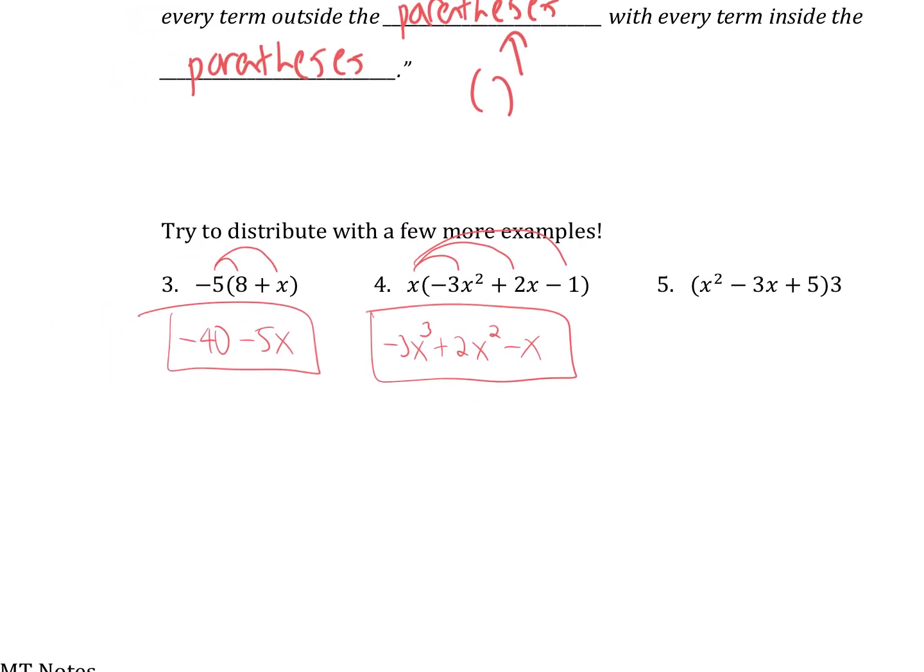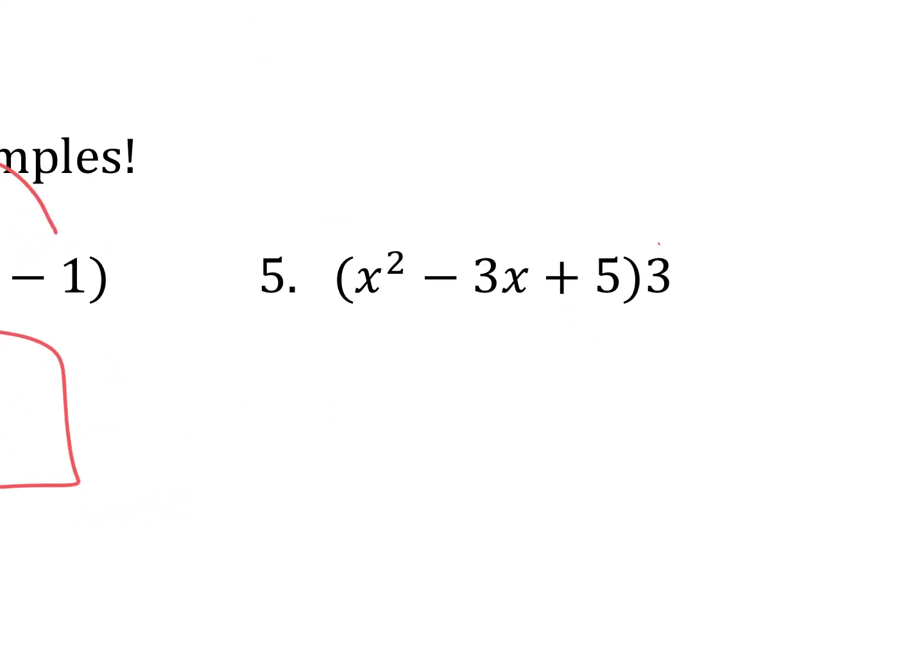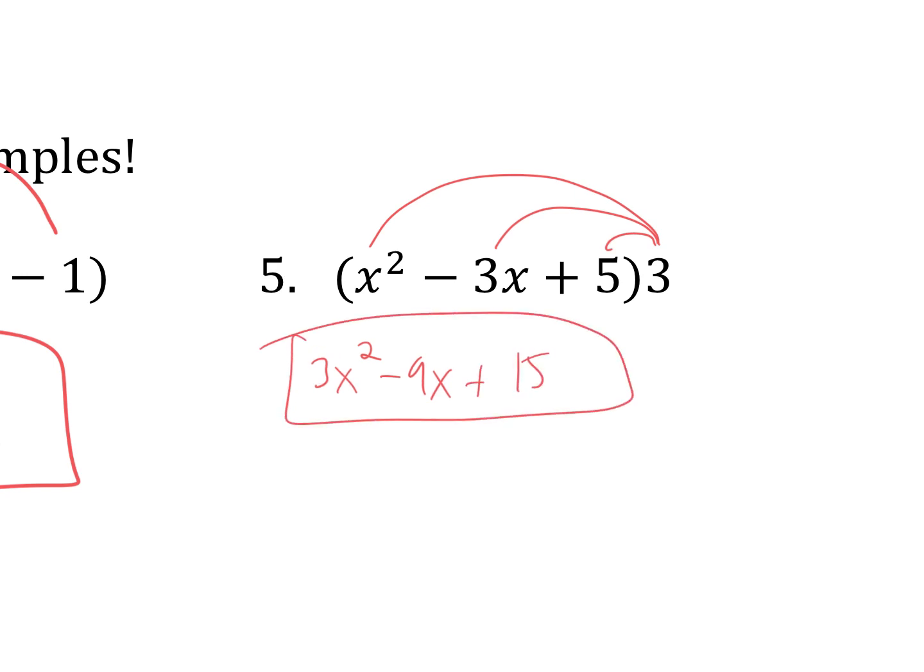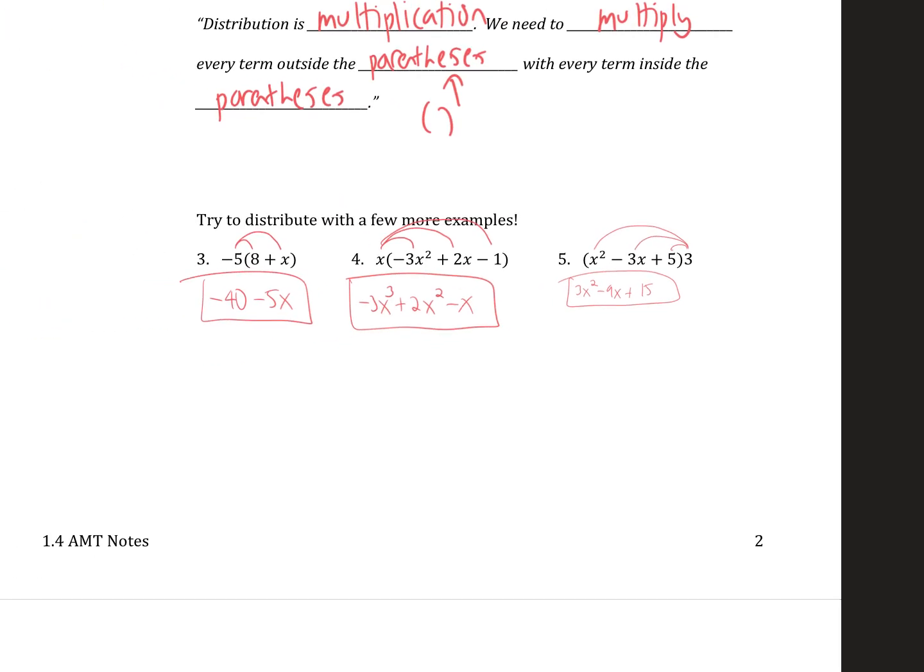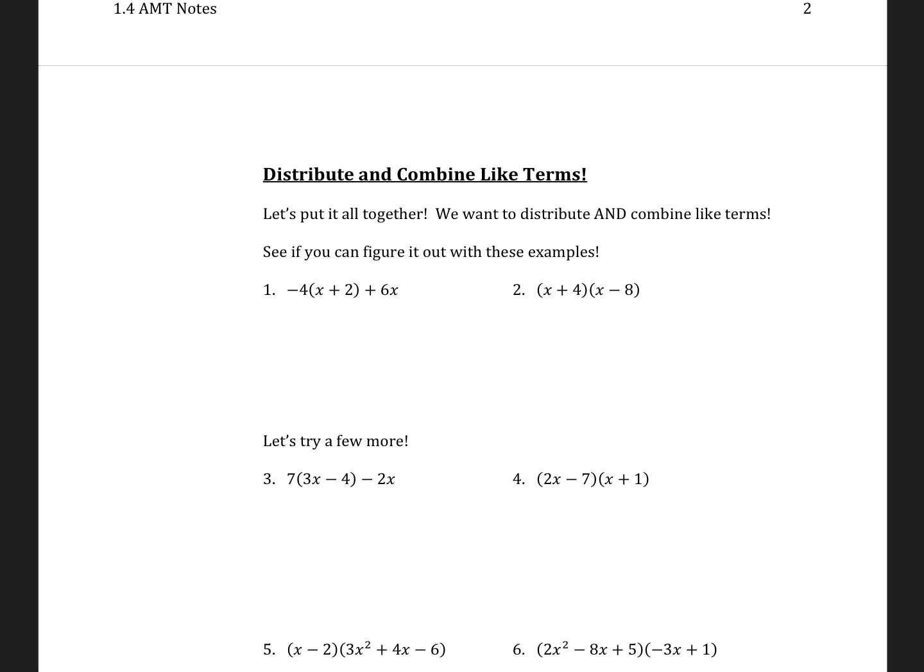Number 5 is a little weird because the number's at the end of the parentheses, which is still fine. I like to go all the way across here, so I'm going to go 3 times x squared is going to be 3x squared. 3 times negative 3x is negative 9x. And 3 times 5 is going to be 15. All right, and that is distribution. All right, now we're going to put it all together down here. We're going to distribute and combine like terms, okay?